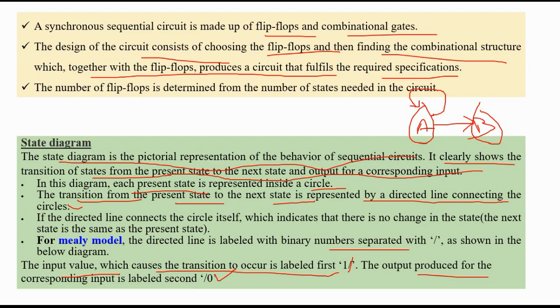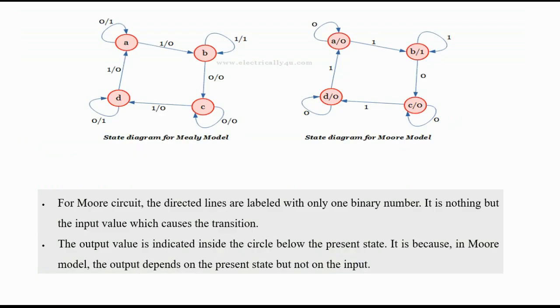This is about the transition, and these are the Mealy model and the Moore model. In the Moore model, this is state A, state B, state D, state C. From A, the input is 1 and the output is 0. In such a case, where is it going? It goes to B. This is called a transition.